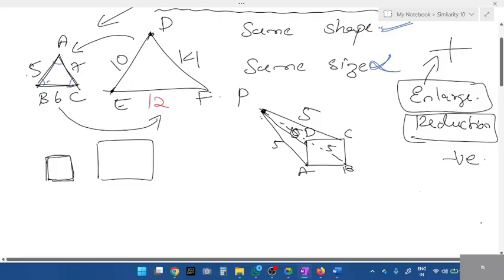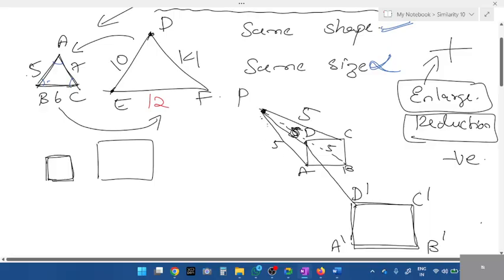Now from point P, look, ABCD is a square. P to D is 5 centimeters. From P, take 10 centimeters, draw a straight line, connect this D. We'll get an enlarged value. Then A to P is 5. From P, I'll write this as D dash, C dash, A dash, B dash.